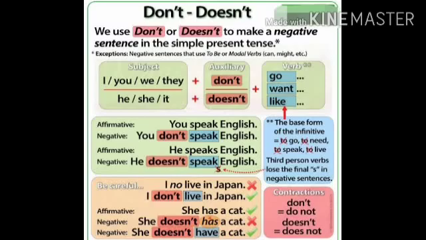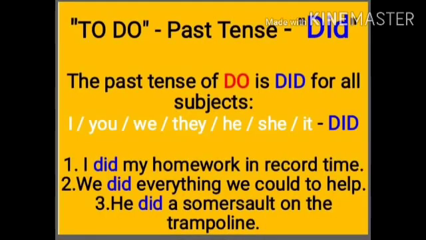One more example, she has a cat. In negative form we will replace has with have, which will be preceded by doesn't.